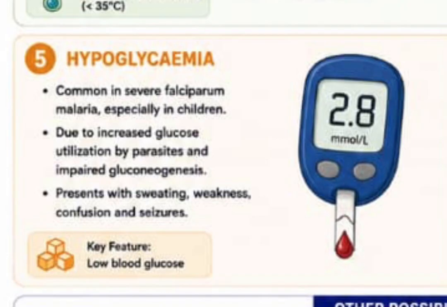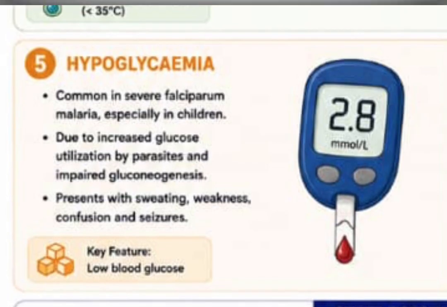And instead of your body producing another glucose, what happens? There will be impaired gluconeogenesis. So if there's impaired gluconeogenesis, there will be outright hypoglycemia. So what you see? You will be sweating, there will be weakness, there will be confusion, and there will be seizures. Are you getting that? Because your glucose level will drop.